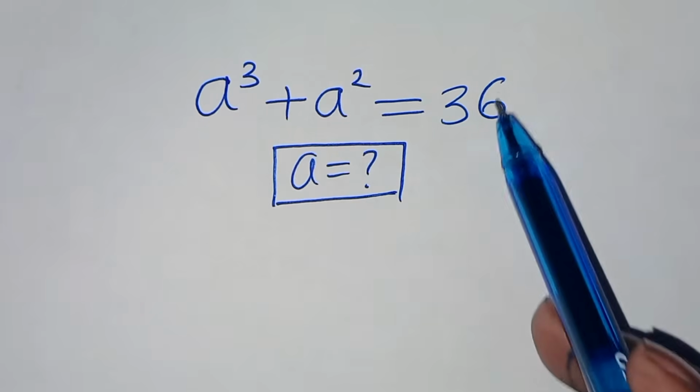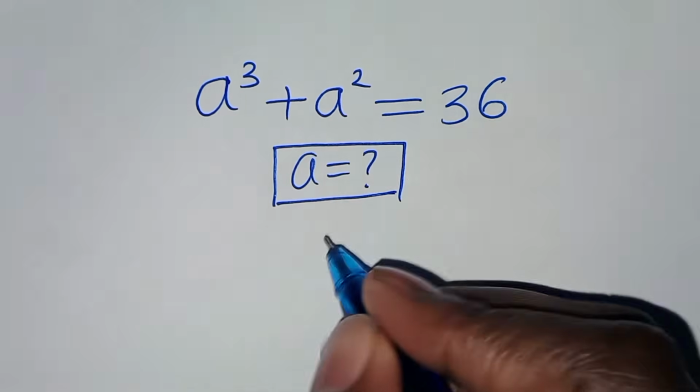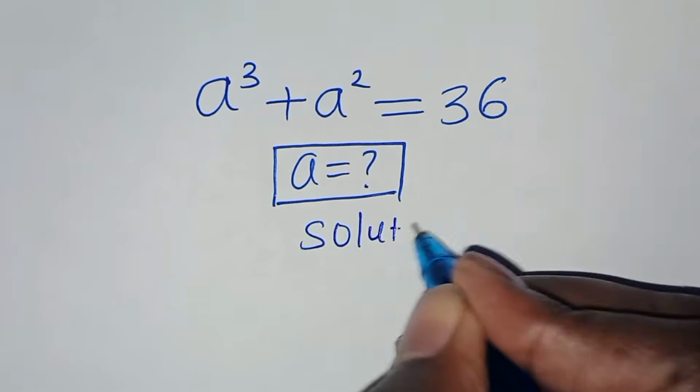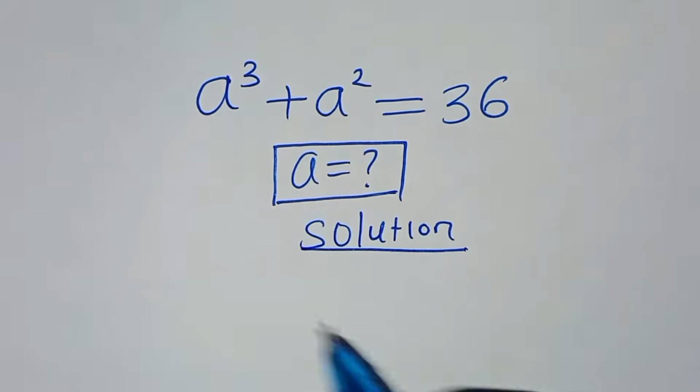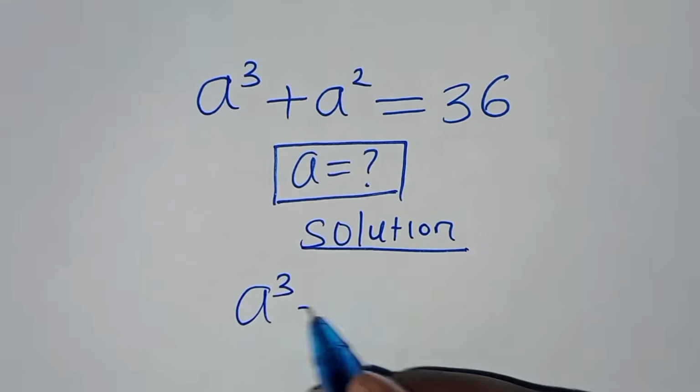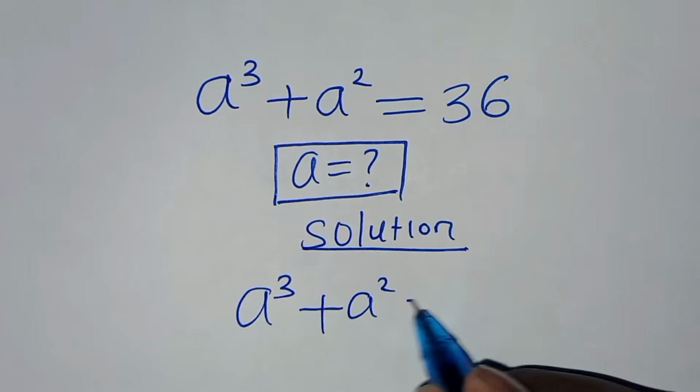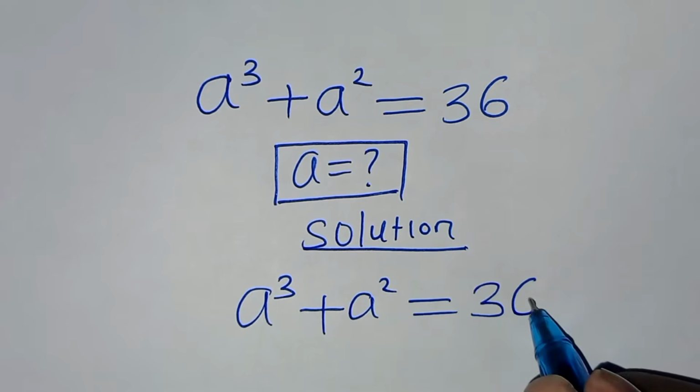Welcome to solve this nice algebra problem: a to power 3 plus a to power 2 is equal to 36. What is the value of a? Let's provide a solution here. We have a to power 3 plus a to power 2 equal to 36.